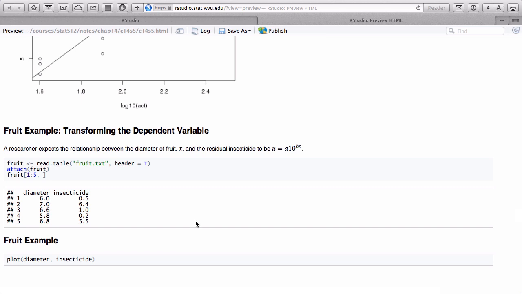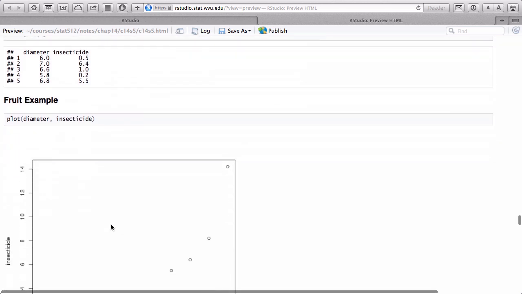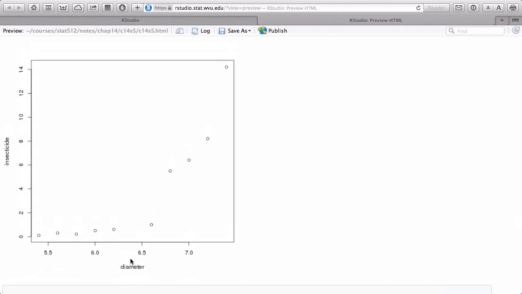This time we're going to be looking at the diameter of fruit, x, and the residual insecticide, which might be something like A times 10 to the BX. If you look at the data, we have diameter and residual insecticide. So what happens? As the diameter gets bigger, you have more and more residual insecticide.